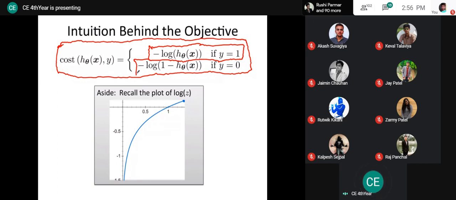Fine. Any doubt up to this point? About the hypothesis or this loss function or the cost function? Why these two values, we'll see in the next slide. But any other doubts?